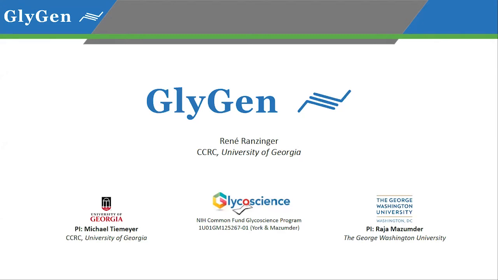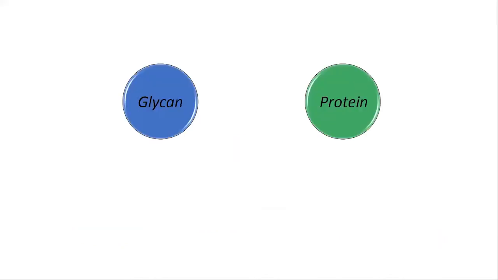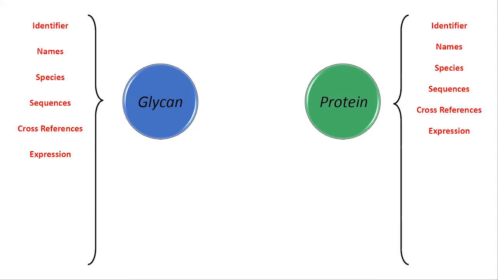GlyGen is a database project funded by the NIH Common Funds program. This database stores information about glycans and proteins. For each type of molecule, it has a very rich set of associated data. Things like identifiers, names, species, sequences, cross-references, publications, and expression data.